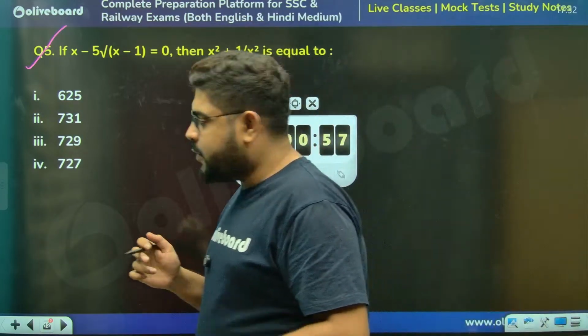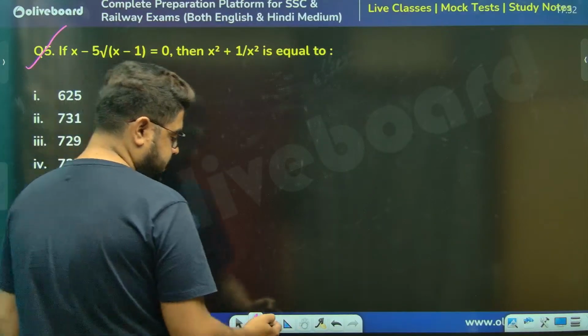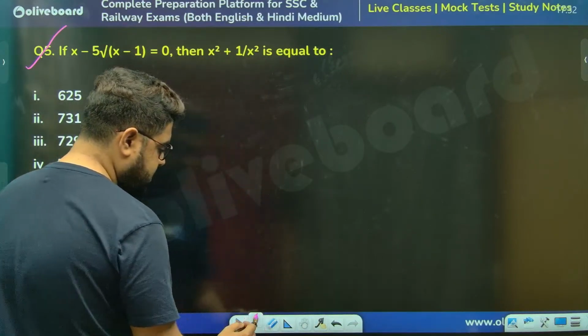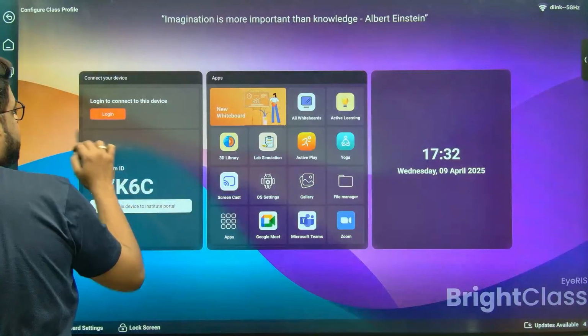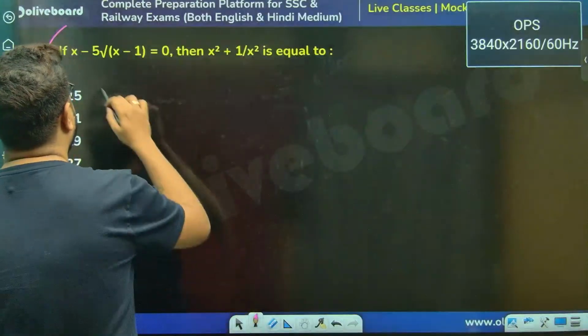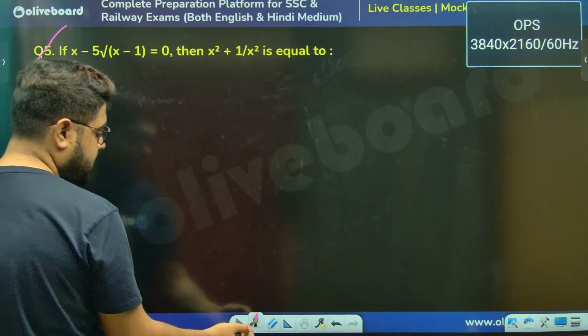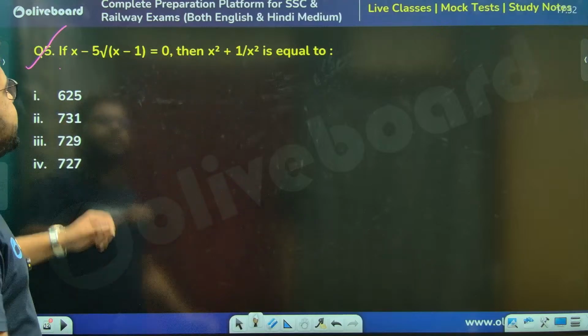No answers as of now. No answers. 1 minute has passed. It should not take you that much time. Hey, wait. This is the problem with this software. Sometimes it messes up, once I give the timer.